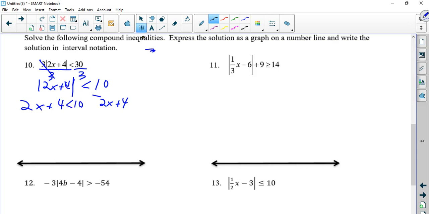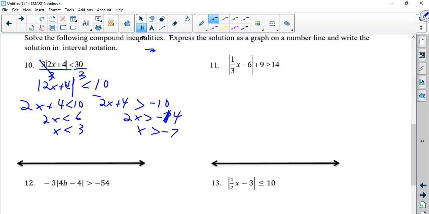Now, over here, instead of writing less, because remember, we need to make this opposite. I've essentially multiplied by negative 1, which means I need to flip my symbol. So I'm going to subtract 4, I get 2x is less than 6. Divide by 2, x is less than 3. Over here, subtract 4 again, I'm going to get 2x is greater than negative 14. Then, divide by 2, x is greater than negative 7.